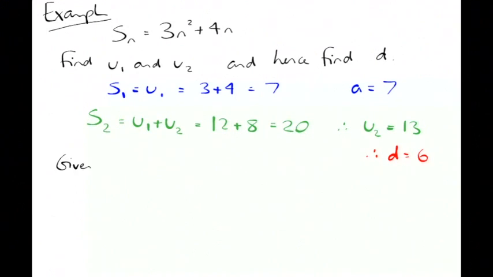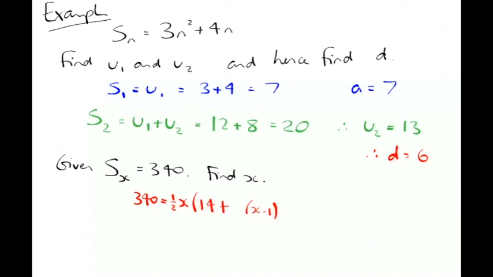Using the same thing, we've got Sx equals 340. Find x. We could look at our equation right at the top. We could just say 340 equals 3x squared plus 4x. But because we're using our formulas, I'm going to show you how to use the formula to do it. That's the same as 340 equals, we want half of n, half of x, times 2A, which is going to be the 14, plus the difference, which is 6, times n minus 1. So that's going to be 6 times x minus 1.